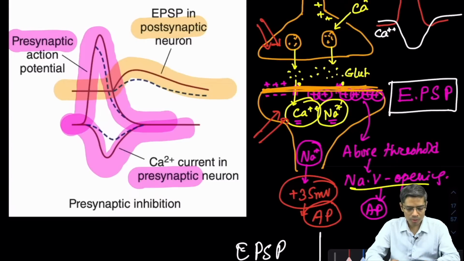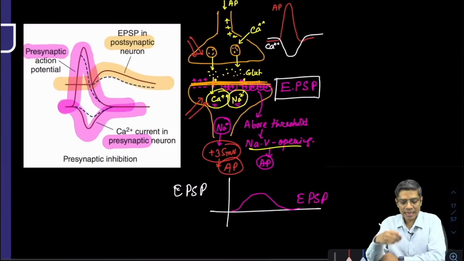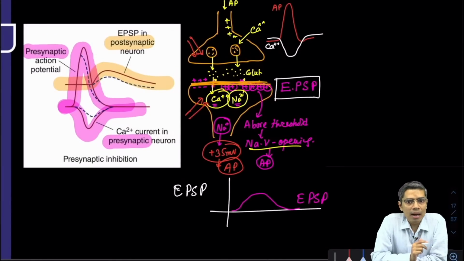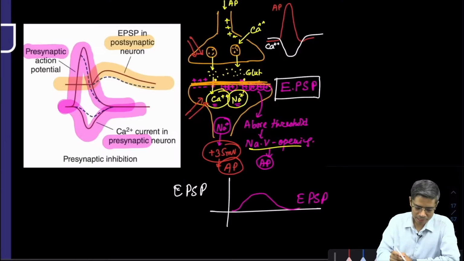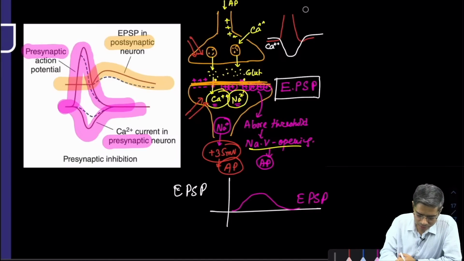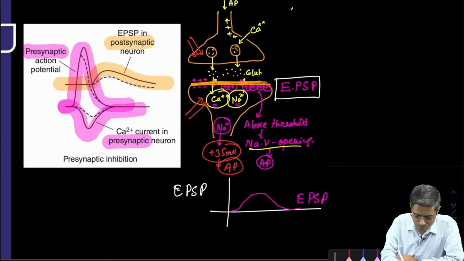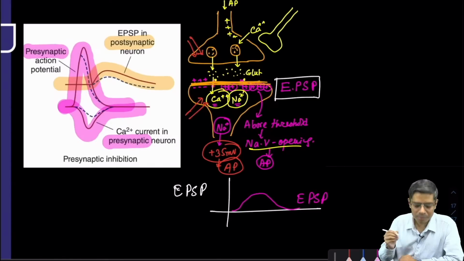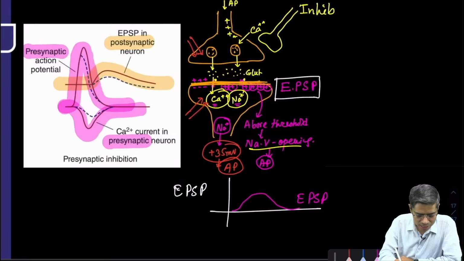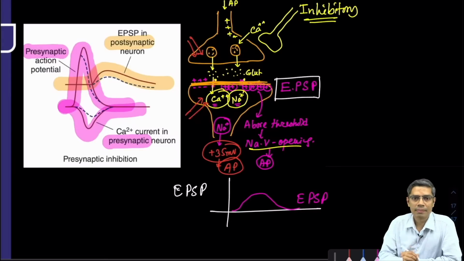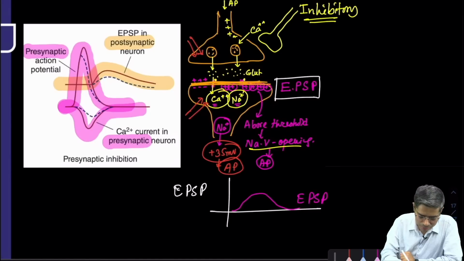Now, we know that this synapse can be inhibited by another neuron. What is the meaning? Suppose I want to inhibit this synapse. So, I am drawing another neuron here. This is an axon terminal which is inhibitory in nature. This inhibitory axon is making a synapse on the presynaptic neuron. So, this is the presynaptic neuron, and it is making a synapse onto that.